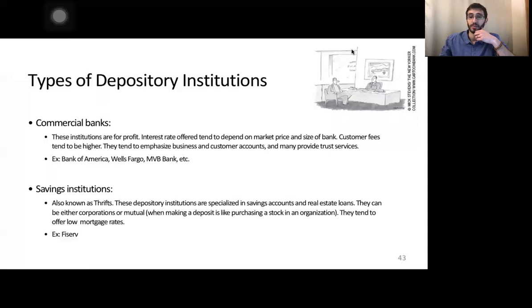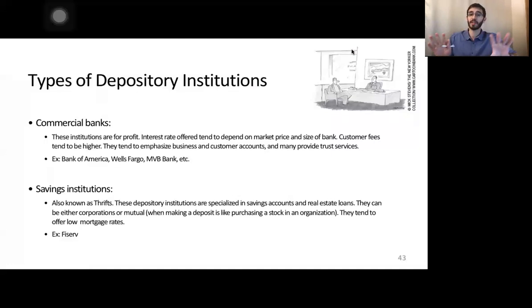Okay, so that is one of the reasons why they have more customer fees as well. Okay, because they're for profit. They're not too focused on just taking care of their depositors, although this is part of their business, as they want to make sure they keep their depositors. Right. So a couple of examples are Bank of America, Wells Fargo, MVB Bank in West Virginia. Right. So all those tend to emphasize business and customer accounts, and even provide trust services, so investment services.